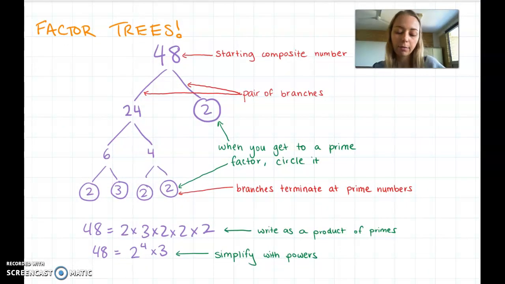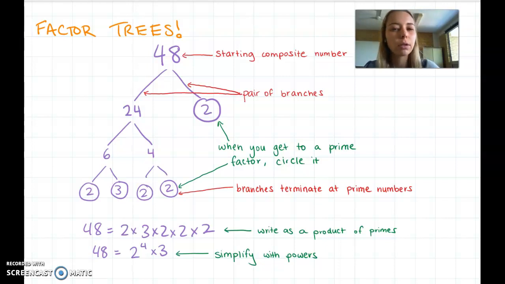So we have a factor tree. It starts with a composite number at the very top of the tree. So the composite number I've chosen here is 48. Then we have 2 branches that come off that factor tree. What we are doing is we're looking for 2 numbers that multiply to give the number at the top of the tree. So I have selected 24 and 2. And that's a pair of branches.